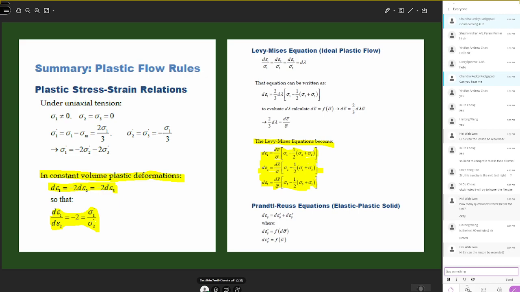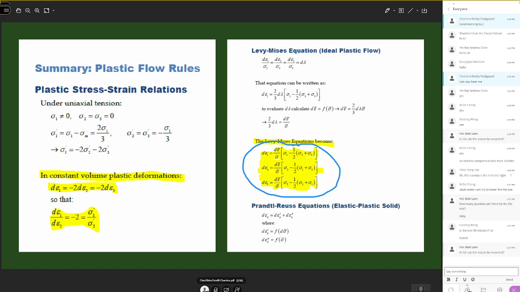So these are the Levy-Mises equations. The Levy-Mises equations relate the stress-strain relationships in terms of effective stress, sigma dash. Effective stress is sigma dash, and effective strain is epsilon dash. So in terms of effective stress and effective strain, and here d epsilon 1 is the incremental increase in the strain value.